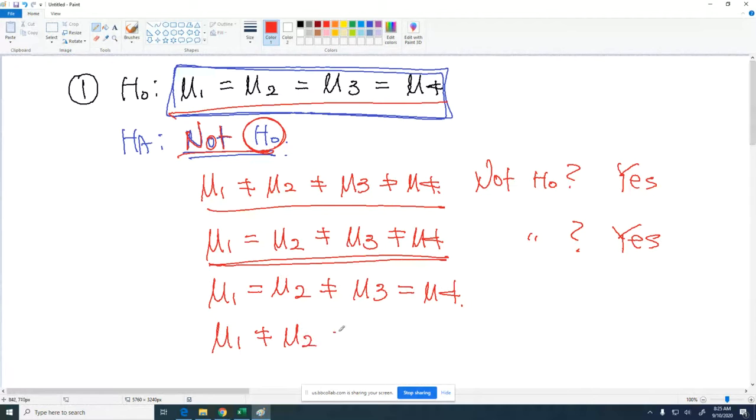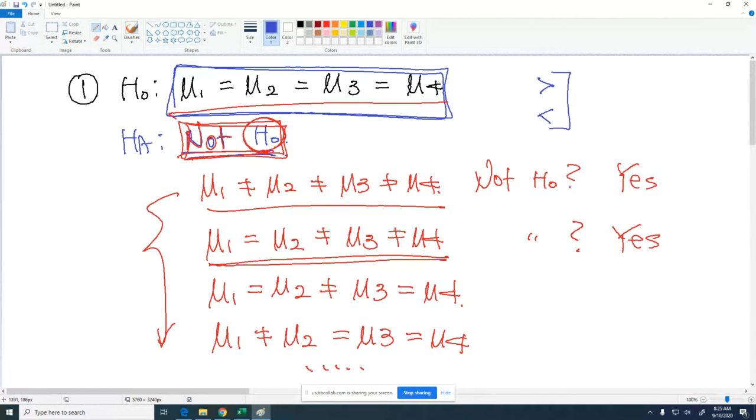I can make many statements that are just not H0, just not the null hypothesis. There are so many statements. How many? Let me see. Even though we don't have a greater than or less than here. Before, we said greater than is the right tail, and less than is the left tail, and together they are two tailed.